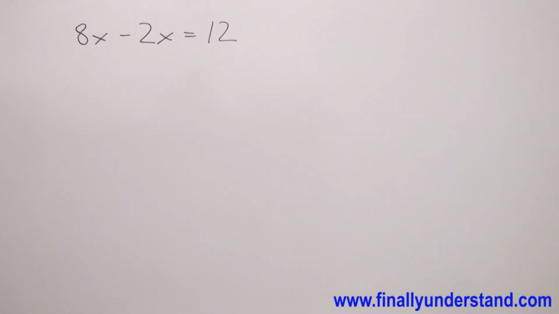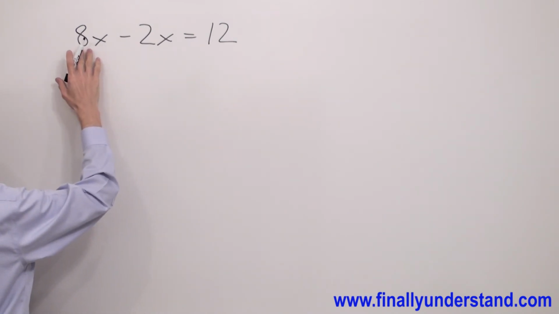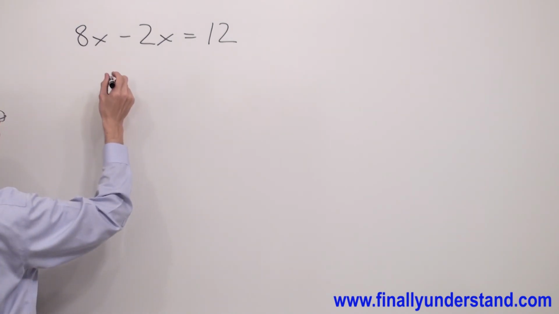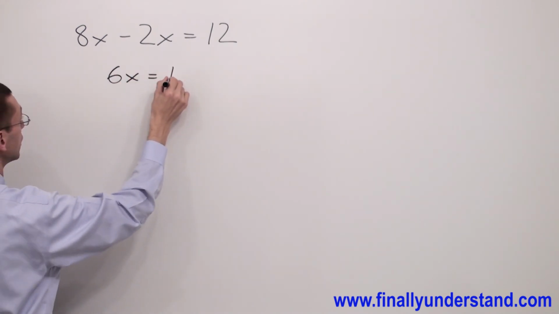Let's take a look at the second example. We're supposed to again combine the like terms. 8x and 2x, they are like terms. 8x minus 2x is equal to 6x equals 12.